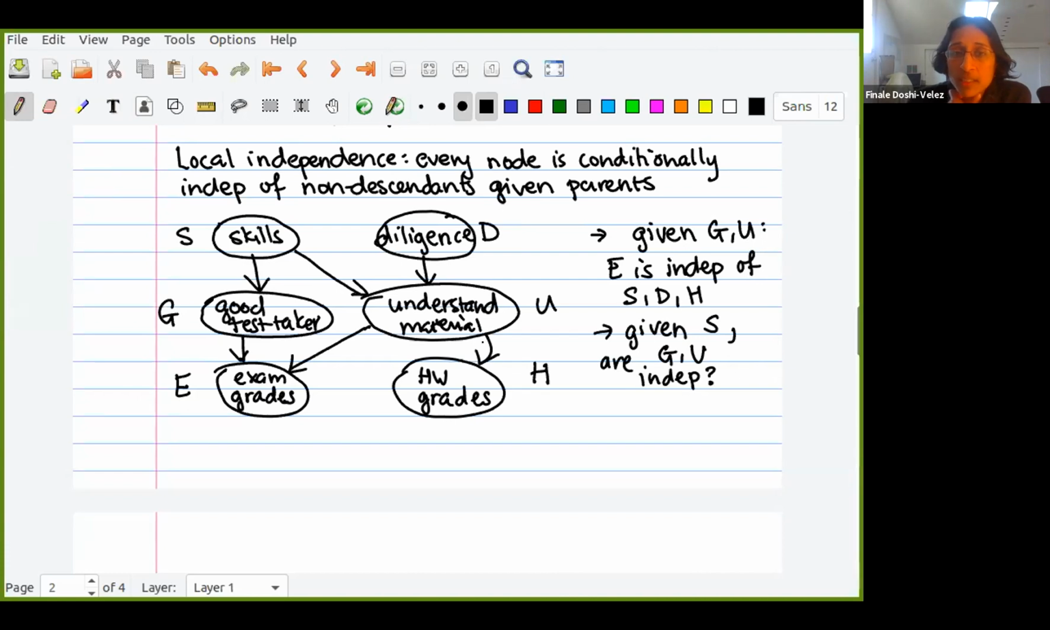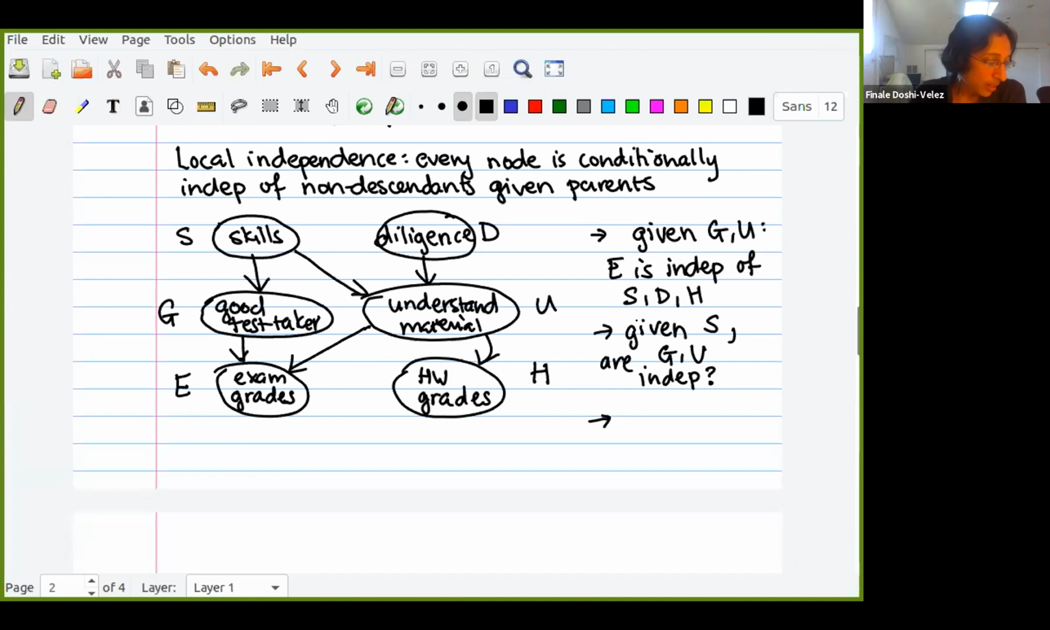And this, again, makes sense because this is the parent variable. In general, you might think that these two things might be correlated, being a good test taker and understanding the material, but our graph says that they're correlated because of this thing called skills in our example. And so if we know the skills, then these are just two different, separate children coming off of this parent variable. All right, so that one makes sense.